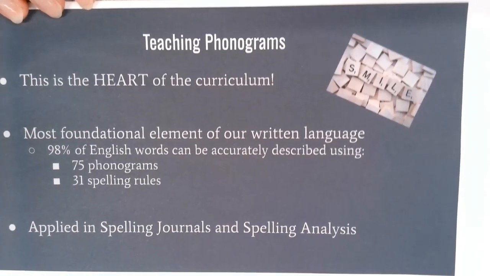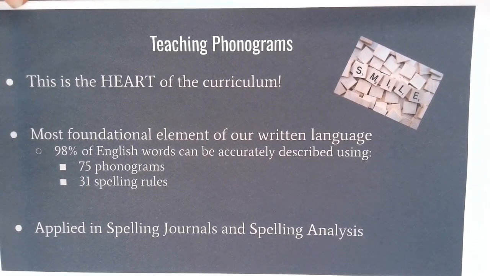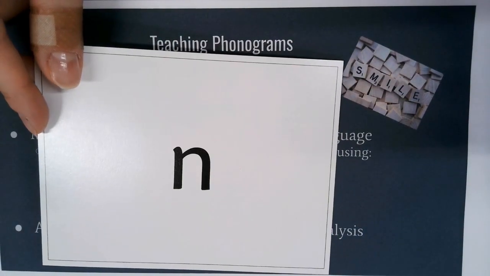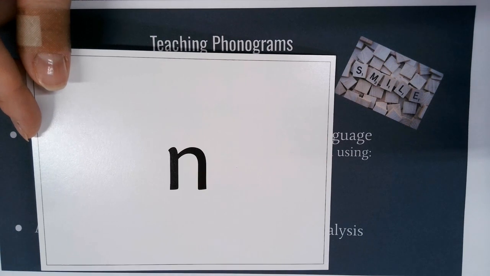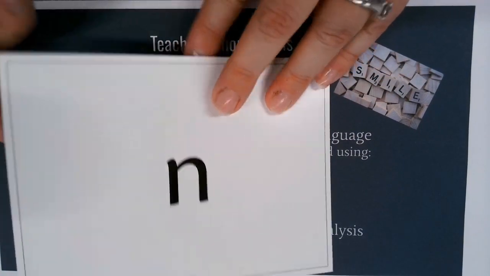We're going to talk about teaching phonograms with Logic of English. This is the heart of the curriculum. Phonograms are written visual representations of sounds. And when you see them, let me pull out a couple for you guys. You'll see a letter that looks like this. But when we're working with phonograms, we're going to refer to these by their sounds, not by their letter names. So instead of calling this "en," you're going to see this and refer to it as "nnn."